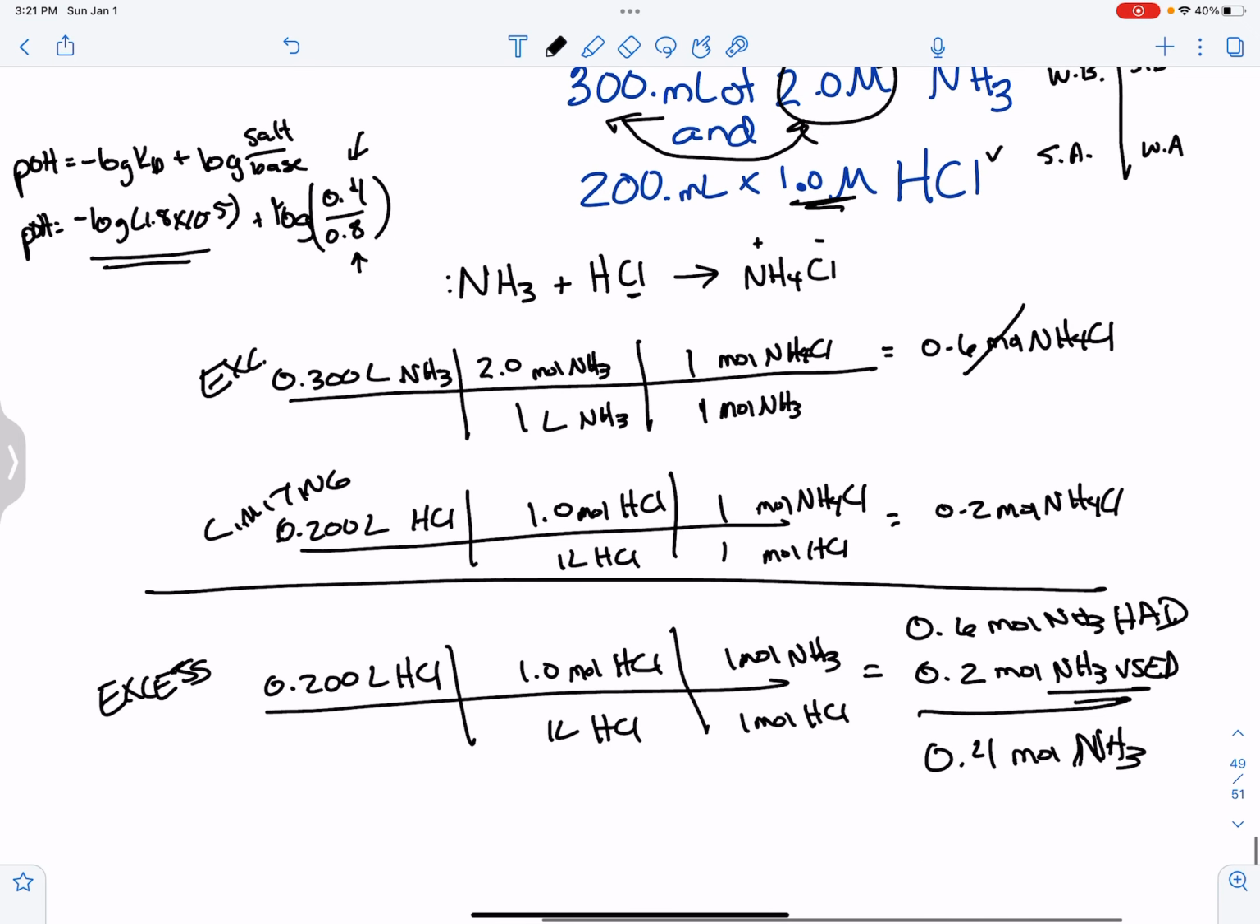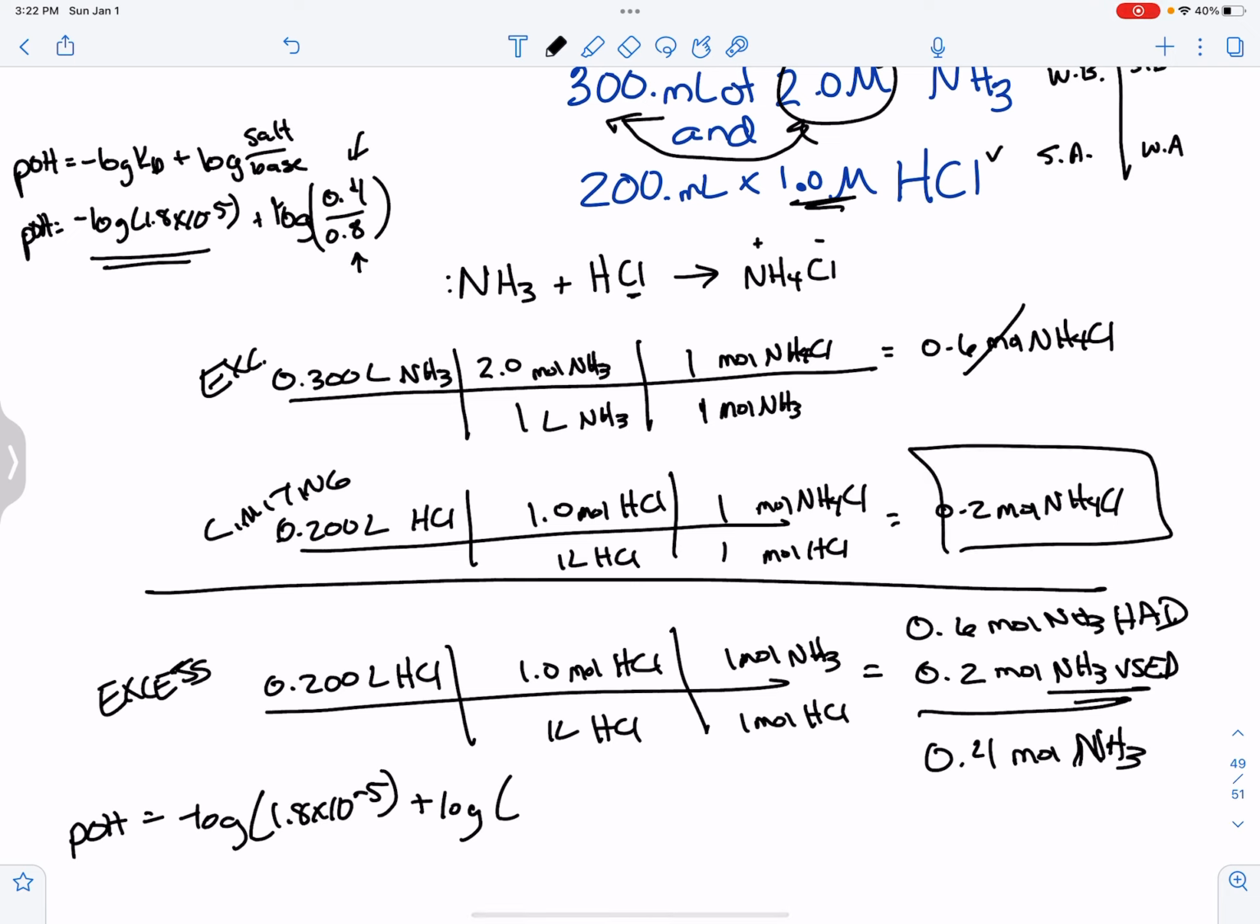So if we go back to this Henderson-Hasselbalch, I can say that the pOH is equal to the negative log of the 1.8, because that's the number from the chart for NH3, plus the log of, and then the salt goes on top. Here's how much salt I made, 0.2 moles over 0.4 moles. You can see that ends up being a half, and that's a half. So those are actually the same buffer pH. So you can see that I've made a buffer when I do a reaction like this.